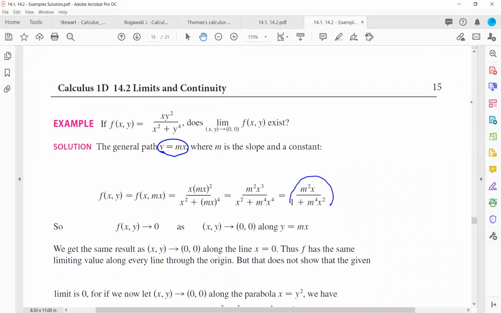Guys, this expression is different from the expression in the example that we did before. In the previous example, you only had m involved in the expression. In this example, you see m and x. So as x goes to 0, the limit of the function also goes to 0. So using the general path y equals mx gives us the limit 0. Is that enough? Of course not. We need to check more paths.